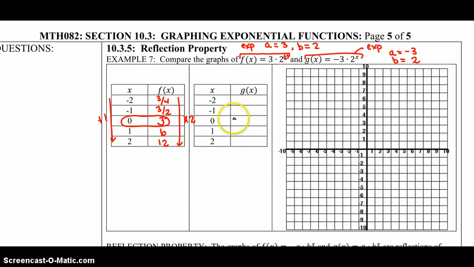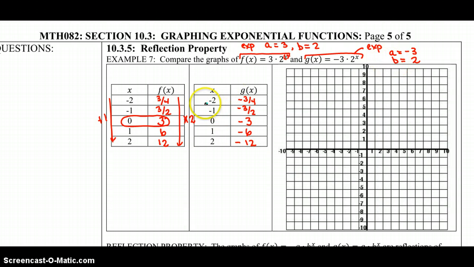Now, on g of x, we've got this 3 times 2 to the x is still in here, but now we've got a negative 3 times 2 to the x. We're basically going to take each of our answers here and multiply. We're going to have a negative. So if we think about plugging in negative 2 here, 2 to the negative 2 is 1 over 2 to the positive 2, which was a fourth. But now when we multiply that by negative 3, we're going to get negative 3/4. Okay, and similarly in here we're going to get negative 3/2, negative 3, negative 6, and negative 12.